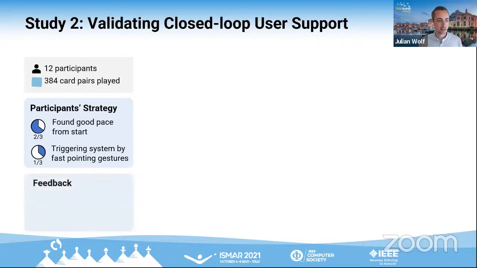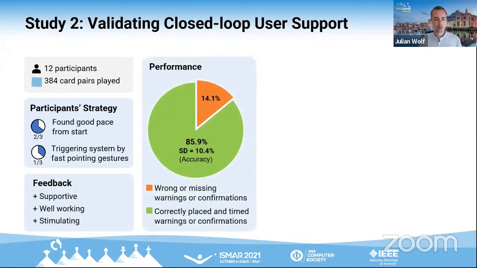All participants rated the system very positively. They said it was supportive, well-working, and stimulating, and none of the participants felt patronized or monitored by the system. Overall, we achieved an 86% accuracy for correctly placed and timed visual alerts. And we think there's still a little bit of room for improvement, for example, by customizing parameters for individual participants.